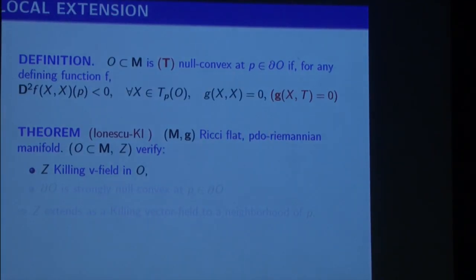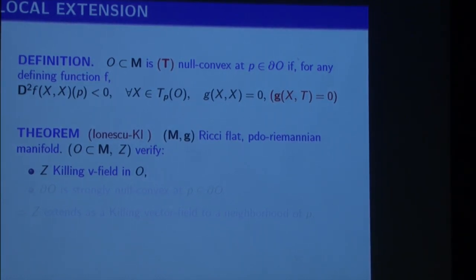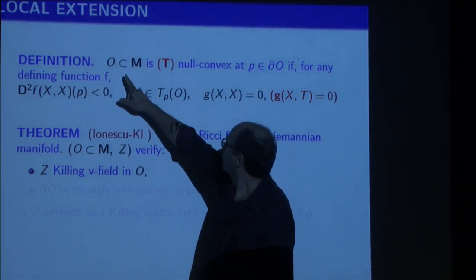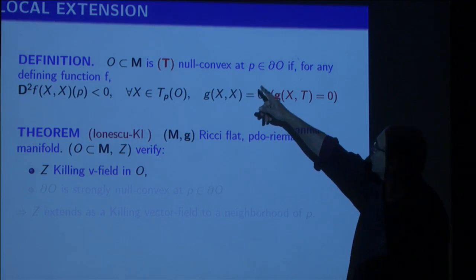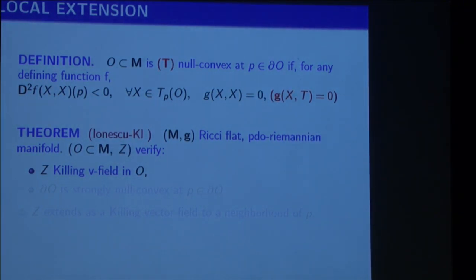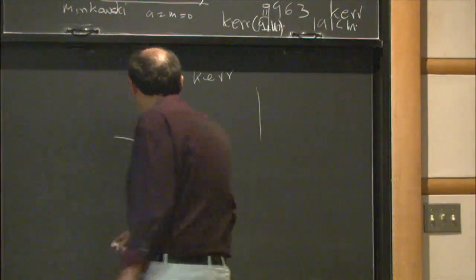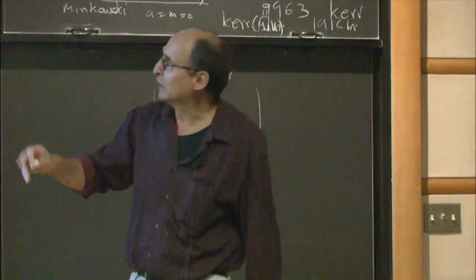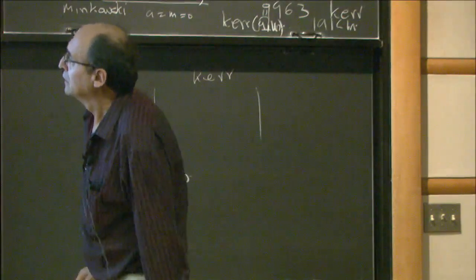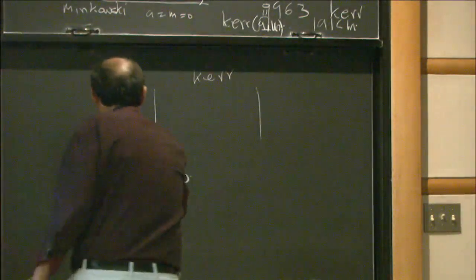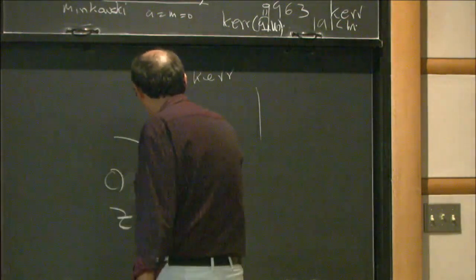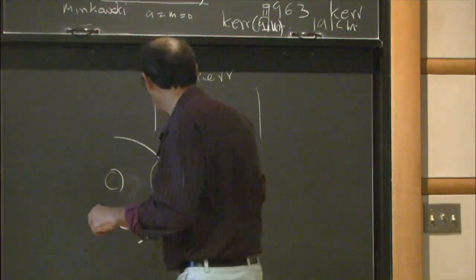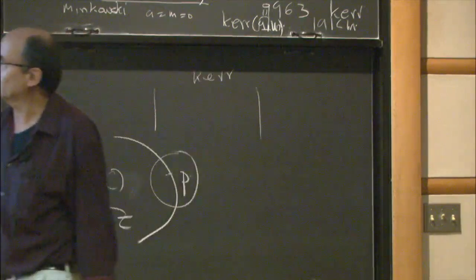All right, so here is a typical example of a result that one can prove in this context, and you can see a little bit more mathematics here. So here is a definition. O, which is the domain on my manifold, is said to be null convex at the point P. So maybe I'll write it here. So I have some domain, I have a point P, and I say that this is null convex, so this is the domain O, and let's say I have a Killing vector field, which I call T, in O, and I want to extend it past P. Now, if you have analyticity, you don't need any condition whatsoever. You can always extend Killing vector fields without any problem. If you don't have analyticity, however, you need a condition, and this is what we call the null convexity condition.